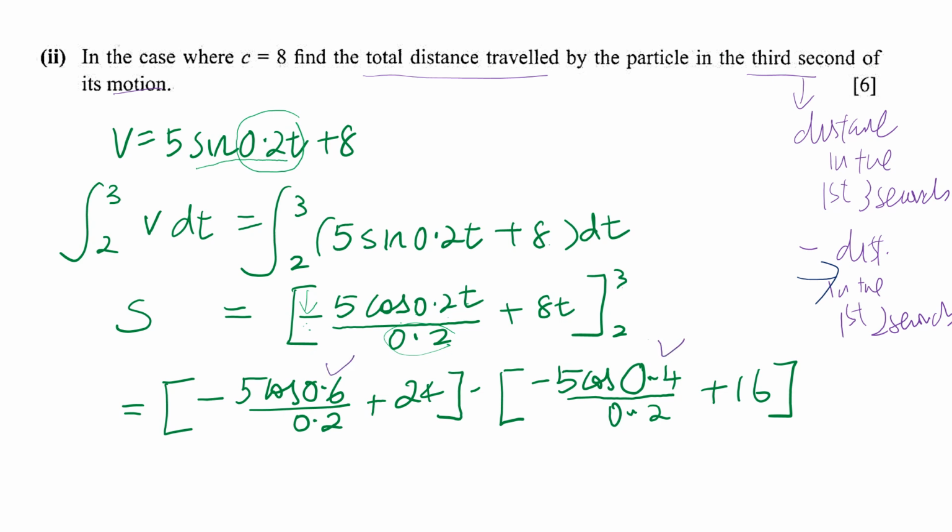So 0.2 times 3 gives you 0.6. Divide by 0.2. 8 times 3 is 24. Minus the bracket. The negative must be there. 0.2 times 2 is 0.4, and so on. Then for this step, you can just use your calculator, but be very careful. When you punch in the calculator, make sure the square bracket is there and the negative, everything is there. Then you would get the answer to be 10.4 units.